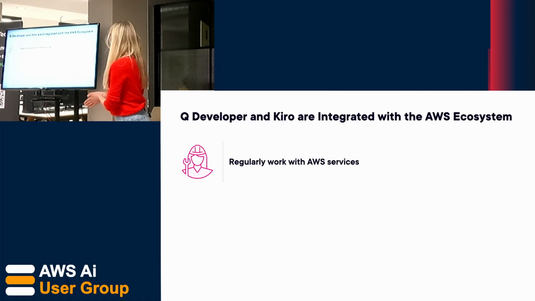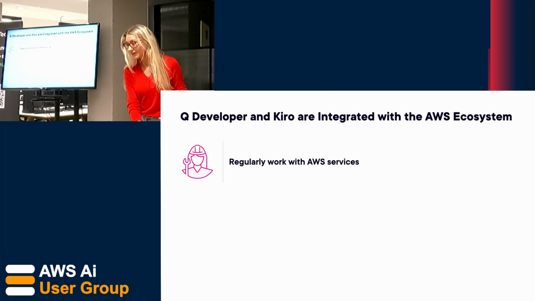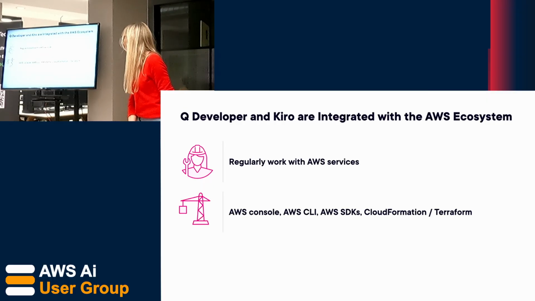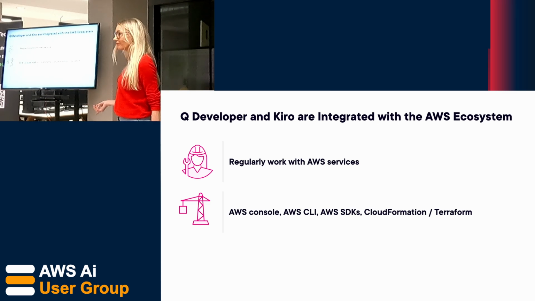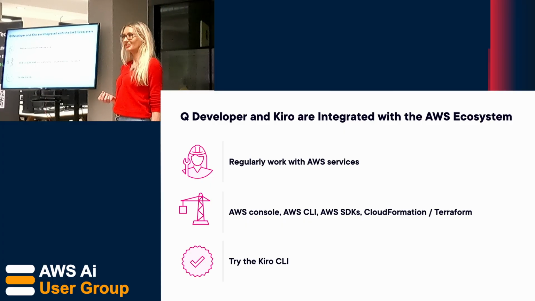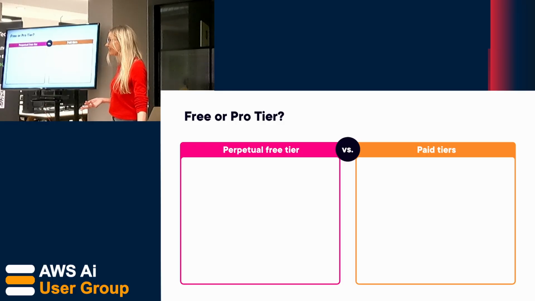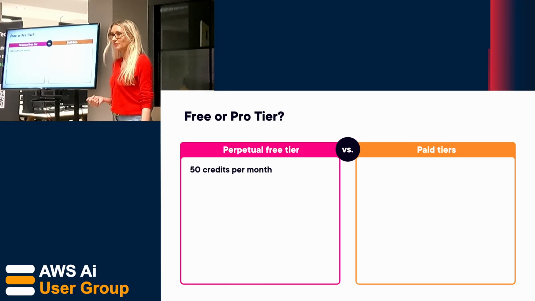So if you regularly work with AWS, or you're working on an AWS type project, if you're working in the console, if you use the AWS CLI, SDKs, if you use CloudFormation or Terraform to build AWS infrastructure, you should definitely try the Kiro CLI and see how it goes for you. And you can try it for free. So you get quite a generous free tier, enough to actually get started with it, 50 credits per month.